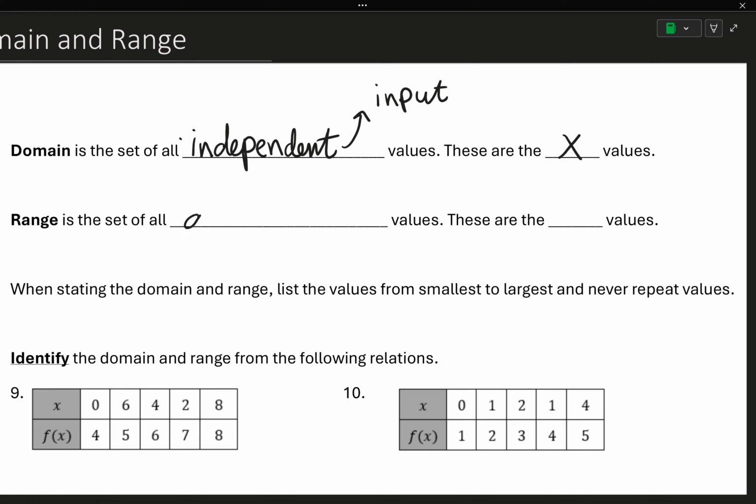Range is the set of all dependent values, which you can also call the output. These are our y values. So we put the x into the equation and we get a y out. So domain is plugged in, the x's, the range is what we get out, the y's.